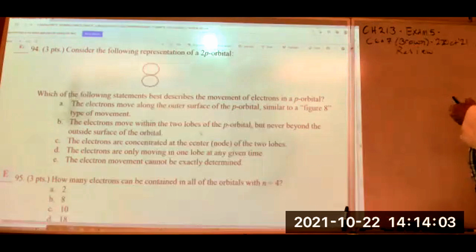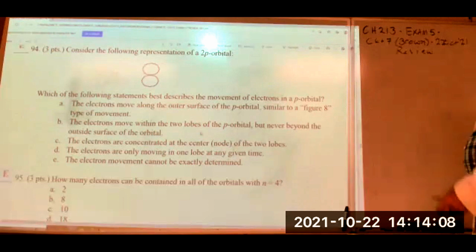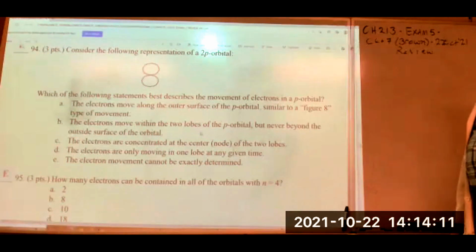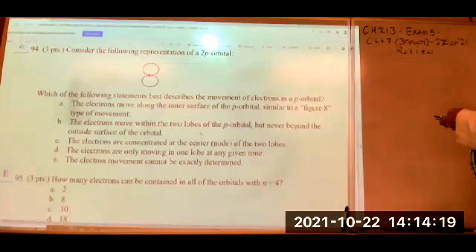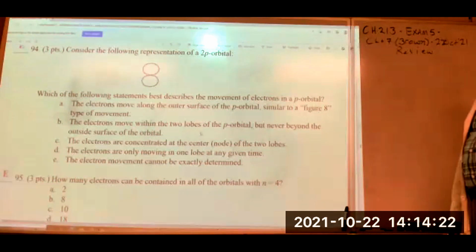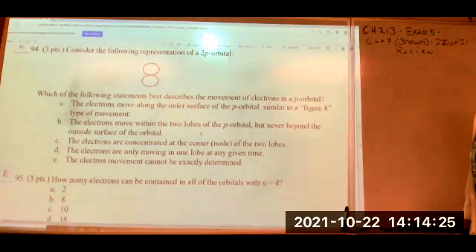Which of the following statements best describes the movement of electrons in a p orbital? Can we describe the movement of electrons? No, that's impossible. Right? If we're saying this is where they're located, then we can't say anything about how they move. Velocity, momentum, whatever direction, none of that's possible if we're saying this is where they are. So the best one for that one is electron movement cannot be exactly determined. That's true. That's the valid answer for this one.